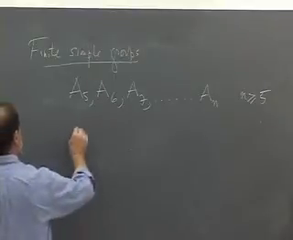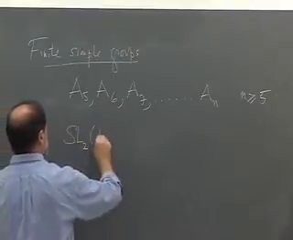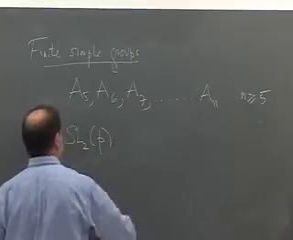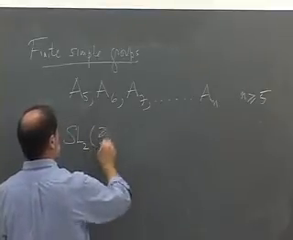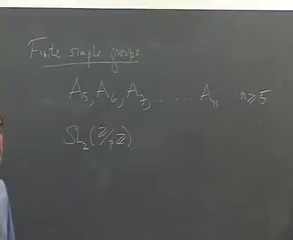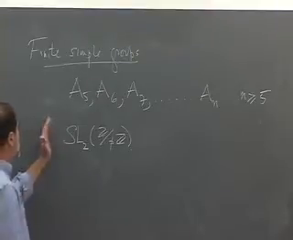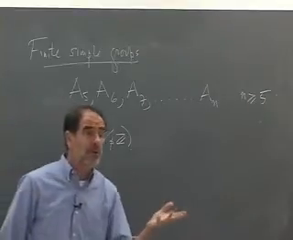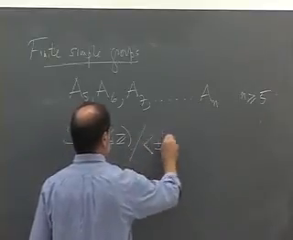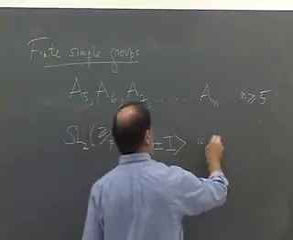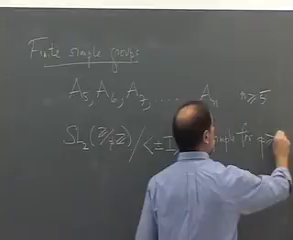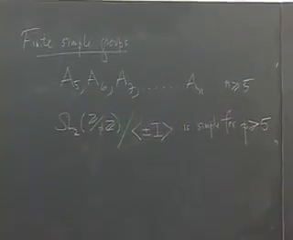So if you take the group SL2 of p, so those are the 2 by 2 matrices over the field of p elements, of determinant 1. That's not a simple group because it contains the identity and minus the identity, and that forms a normal subgroup. But if you form the quotient by that normal subgroup, it is simple for all primes at least 5.